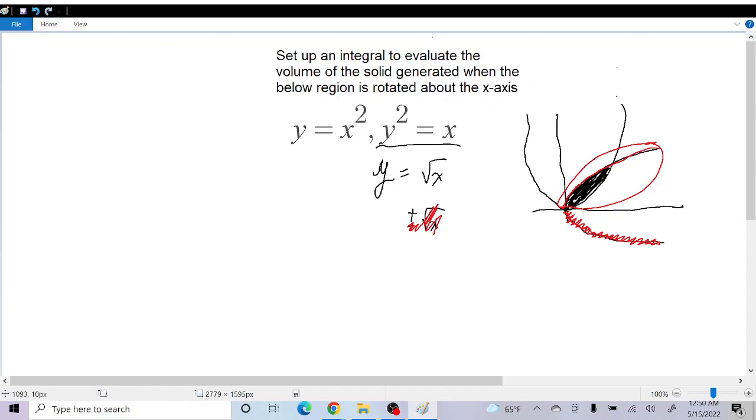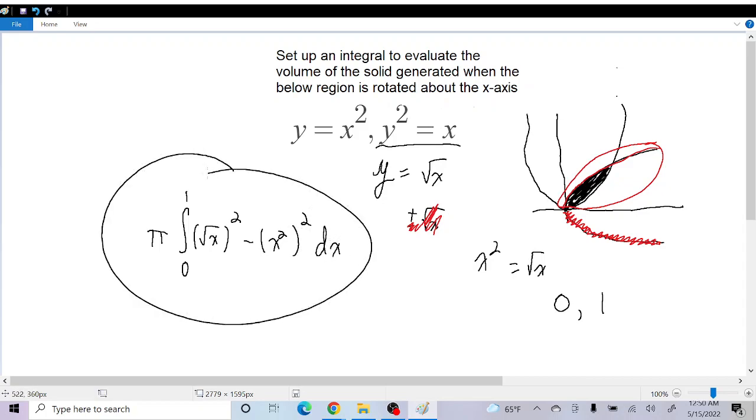So with this information in mind, we are going to set up an equation to solve for our bounds, and we're going to get x squared equals the square root of x. Now I could draw out the algebra here for you, but it is easy enough to see that the solutions of this are 0 and 1, the two most trivial solutions. So now we have enough information to set up our integral. So we are left with pi times the integral from 0 to 1 of the square root of x squared minus x squared squared dx. There's our solution.